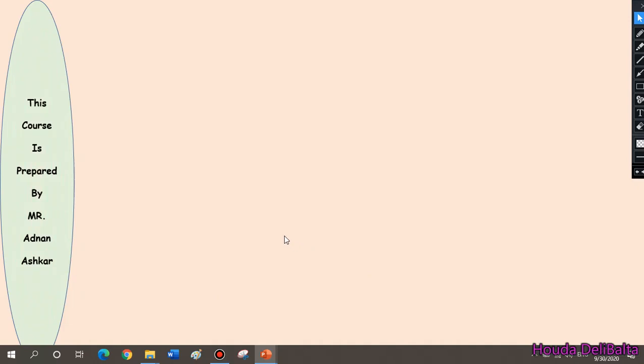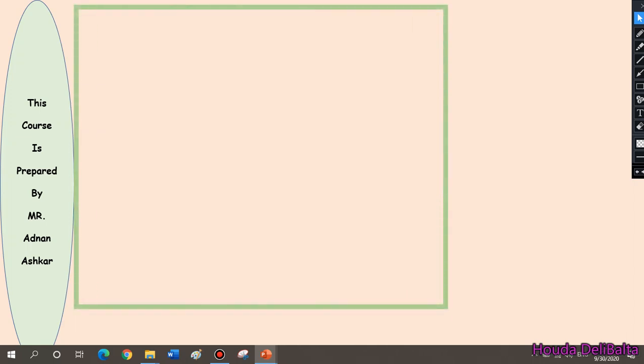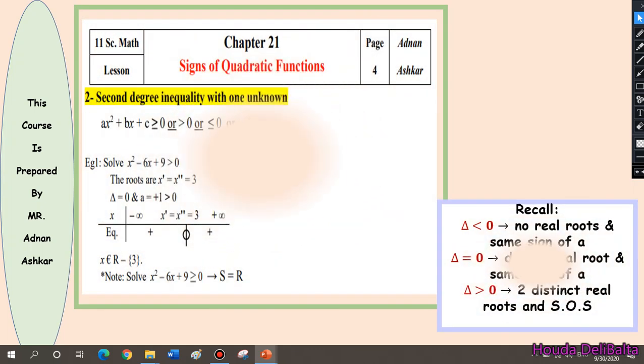And now, dear students, we are going to learn when to use the sign of a function, where we use it, and why we use it. We use it to solve inequalities of the second degree. So solving second degree inequalities with one unknown needs the idea of signs of quadratic functions.